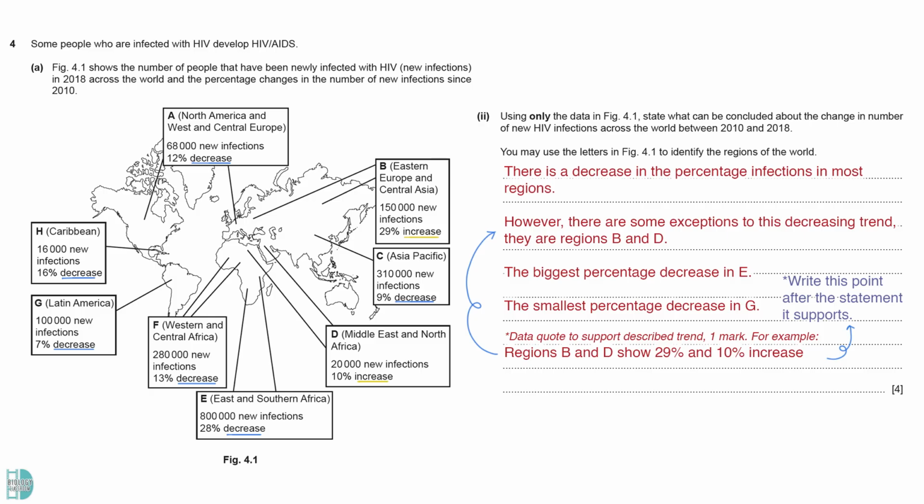Remember to place the data right after the point it supports. Do not write it after you have made all the statements. There is 1 mark for AVP. For instance, you can state that even though region E shows the greatest percentage decrease, it has the highest number of new cases.